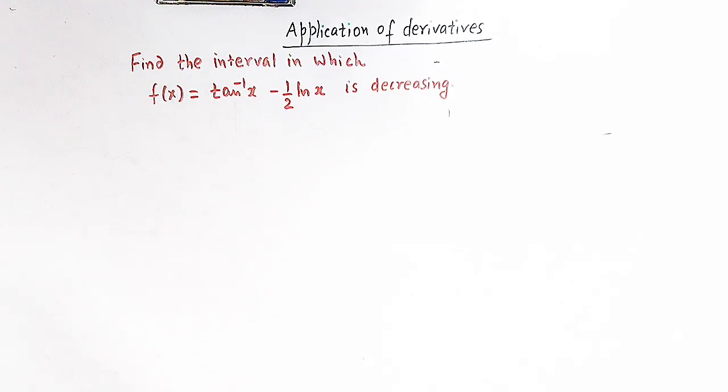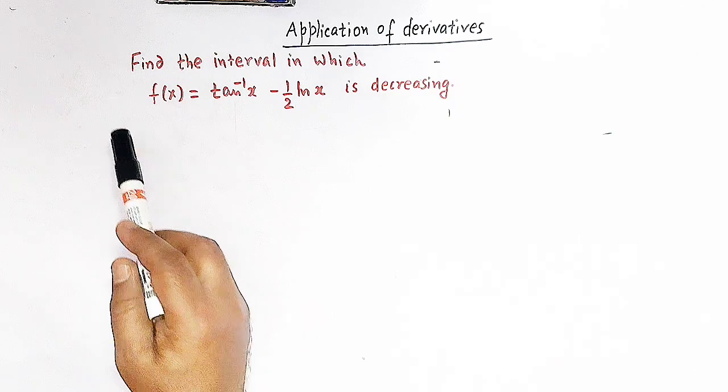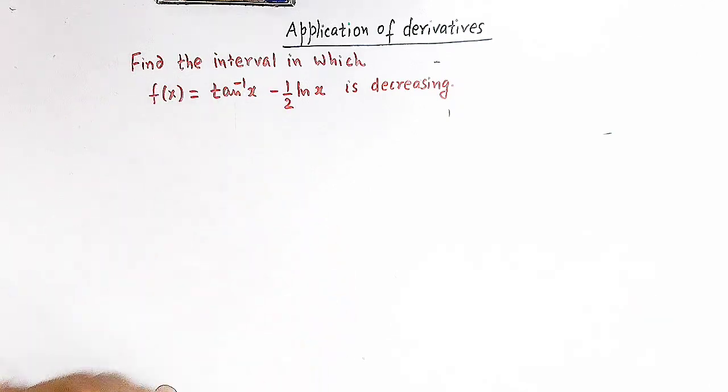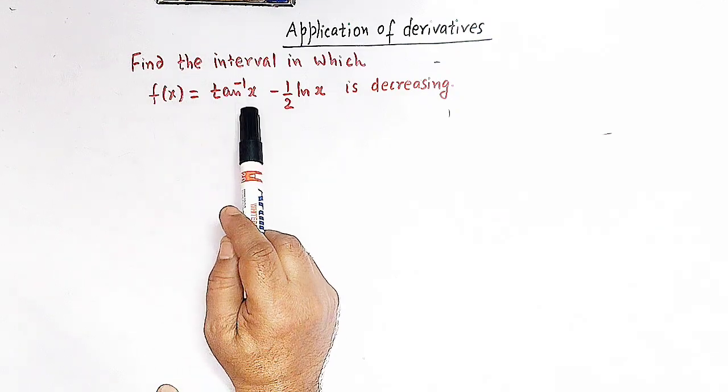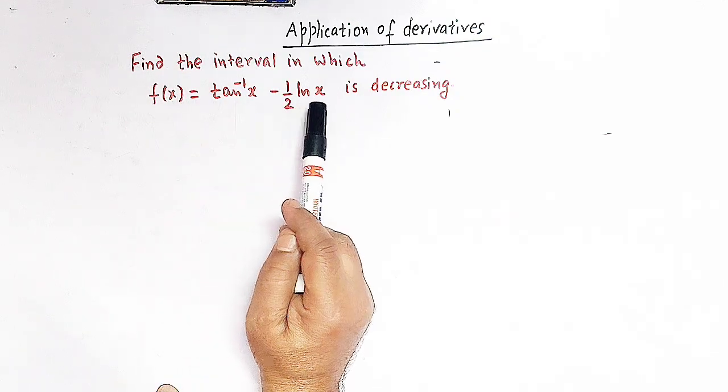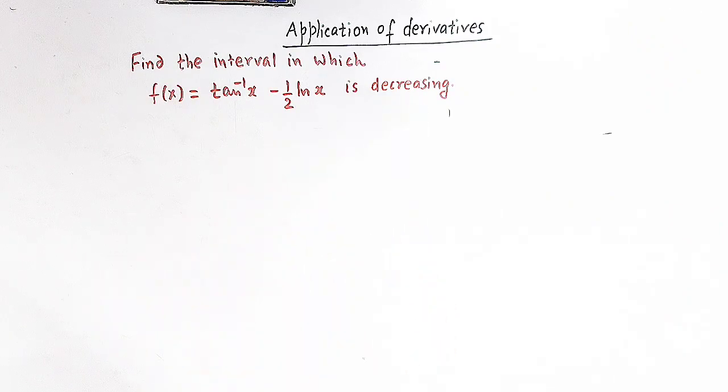Hello, viewers. In today's session, we are going to discuss another important problem from application of derivatives. Here we are going to take up one problem from increasing and decreasing functions. So here we have this problem where we have to find the interval in which this function f of x, which is equal to tan inverse x minus half times natural log of x, is decreasing. So we have to find out all the values of x for which this function is decreasing.